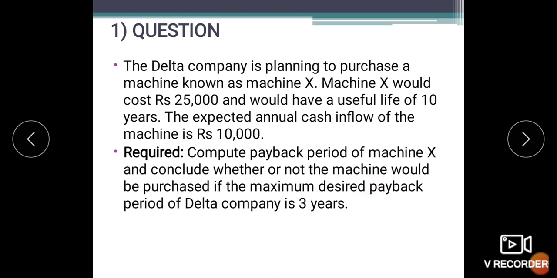So there are two parts in this question. With this given information, you need to calculate the payback period, and you also need to give your opinion whether this Delta company should purchase this machine or not. The Delta company will purchase if the payback period of the machine is equal to or less than 3 years. If it is greater than 3 years, the company is not willing to buy this machine.